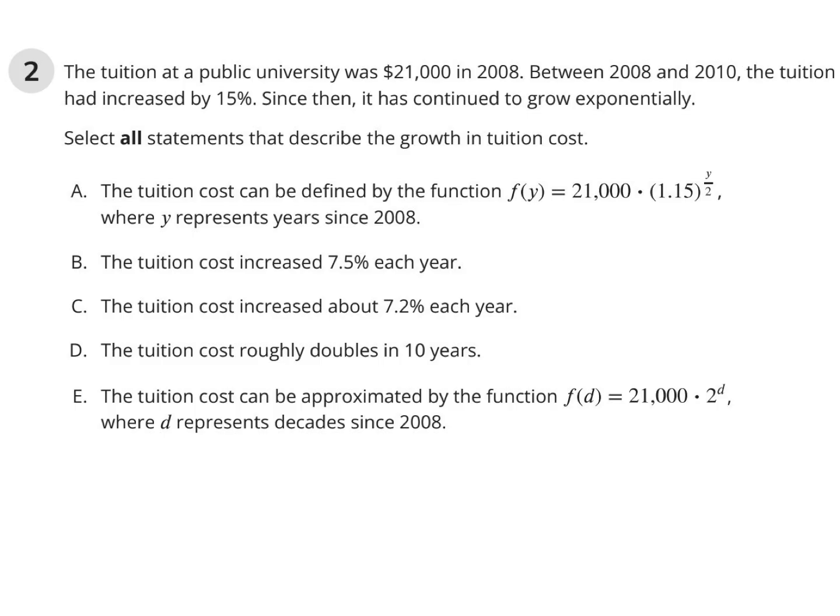Okay, so there's a lot to this problem. So tuition was $21,000. That's your A. First things first, identify your A. Your start date was 2008, and it grows 15%. Now your A also represents 100%, so don't forget that. Okay, so now let's write our equation. So 21,000, 100 plus 15 is 115, divide by 100, that gives us 1.15.